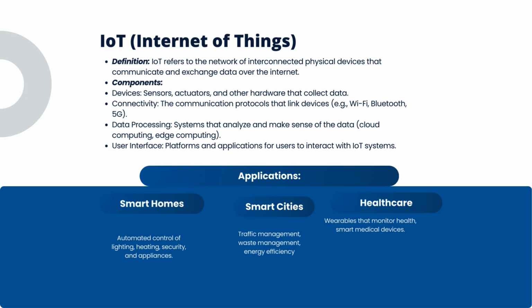So for application of IoT, we used it in different categories like smart home. As our project, we did home automation systems. We used it to control the lighting, heating, and also for security and appearance. For smart city, it can be used for traffic management, waste management, and energy efficiency. For healthcare, it can be used for wearables that monitor health and smart medical devices.